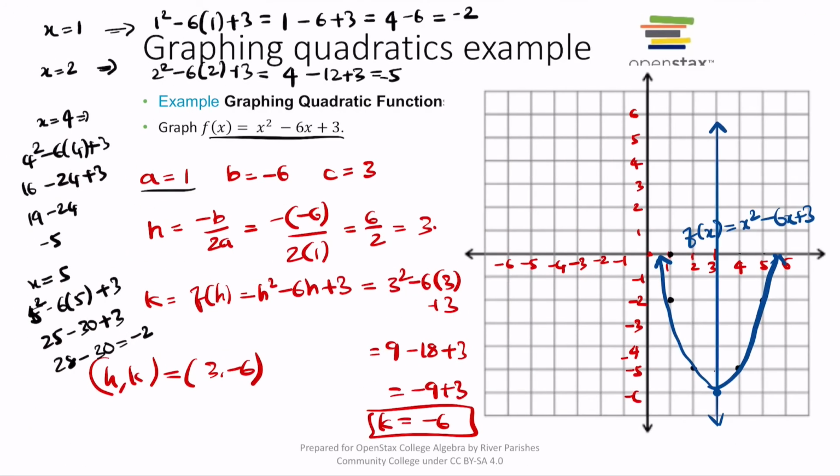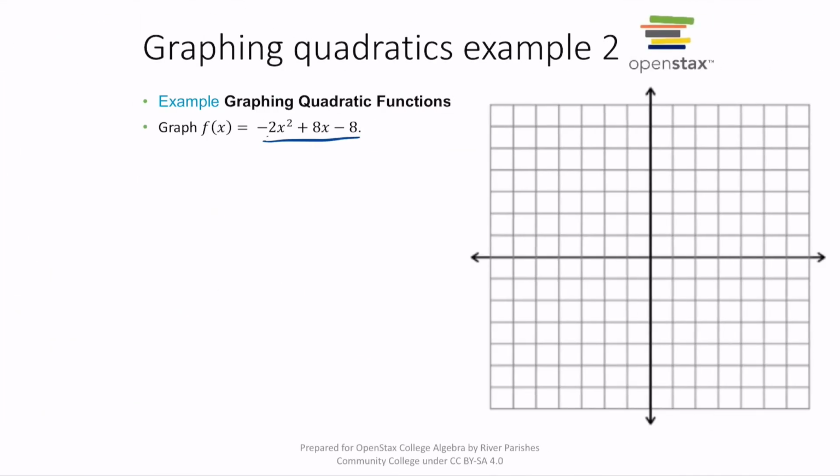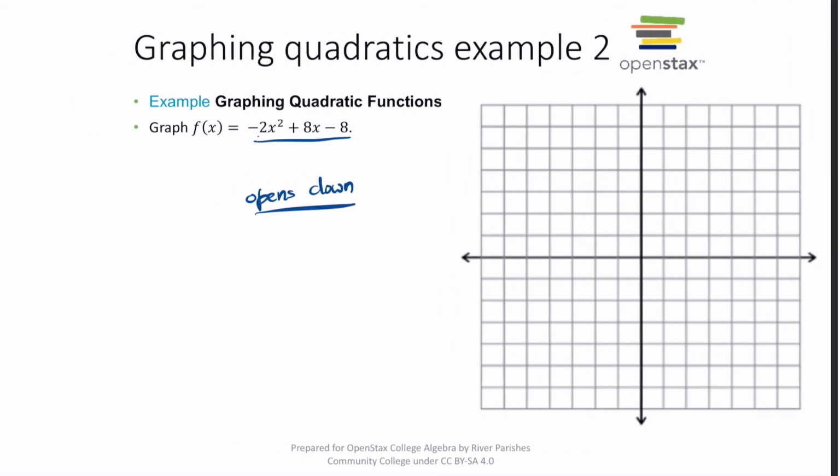So remember that how you decide whether it opens up or opens down is based on the a value. Notice that a is greater than 0 here, which means that it opens up. Here in the second problem we have -2, which means that it is opening down. So use the same principle and try to draw the curve for this graph here.